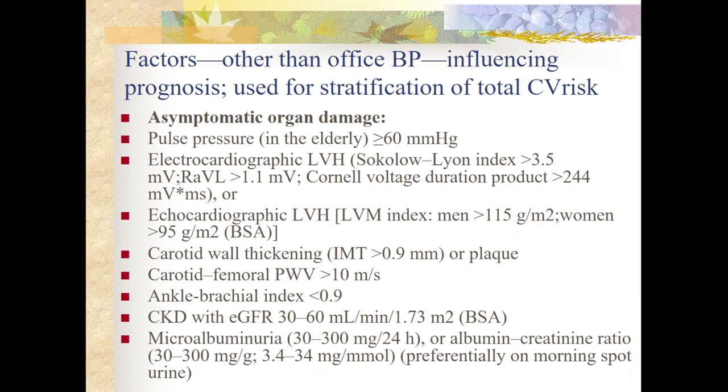Chronic kidney disease with glomerular filtration rate of 30 to 60 milliliters per minute. Microalbuminuria from 30 to 300 milligrams per 24 hours, or albumin creatinine ratio, preferentially on morning spot urine.